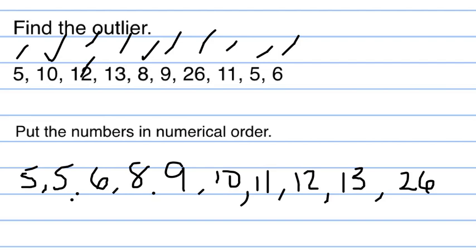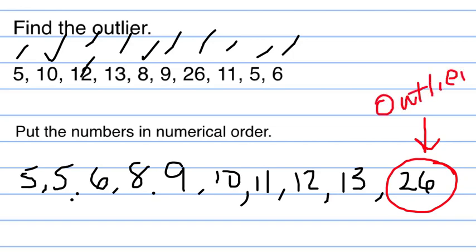So now I'm going to look at my data, and I'm going to say, oh, 5 and 6 and 8 and 9, these are all pretty close together. So as I'm going up through my numerical order, we're all staying pretty close together until I get past 13, and then all of a sudden I have this 26 that's sticking out. Okay? Most of the other data items are like 1 or 2 spaces apart as we increase in numerical order, and then this one is 13 spaces away. So this would be my outlier. Okay? It's much higher than the other data in this data set.